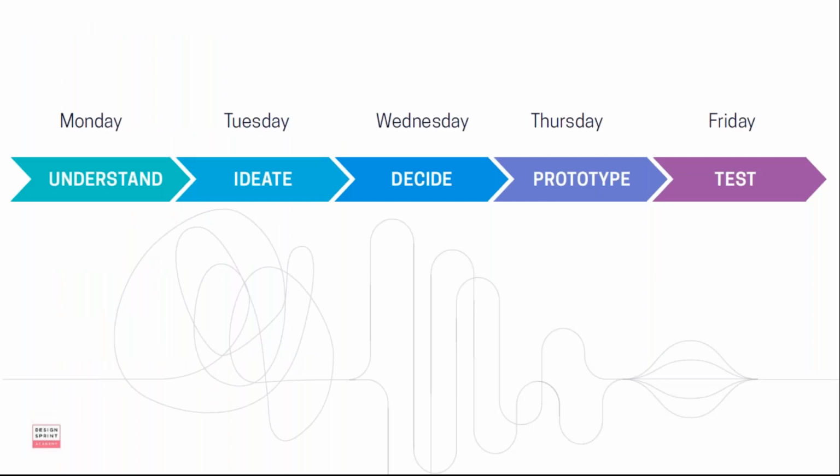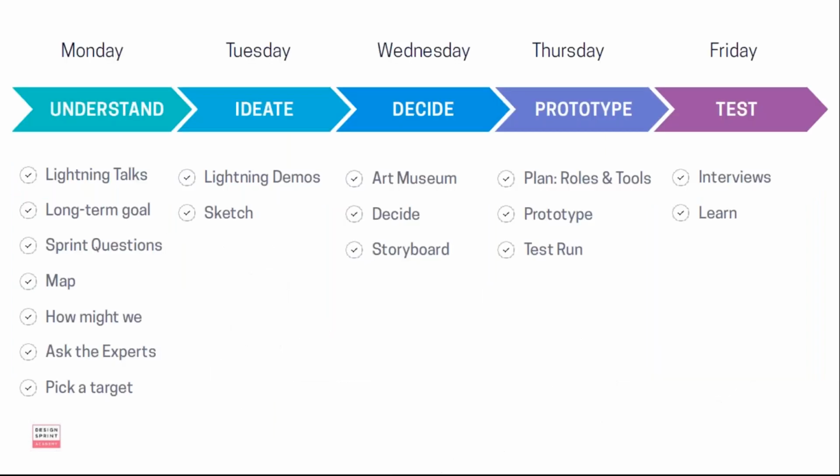Essentially, a 5-day sprint is run with a group over a 5-day period. Since it's high pace, you need to have a dedicated group. It's not that they are doing BAU, but a dedicated team for 5 days, wherein on Monday you would understand the challenge areas. There are various tools and techniques used in the design sprint. You would have something like lightning talks by stakeholders who would come and articulate and explain the challenge areas.